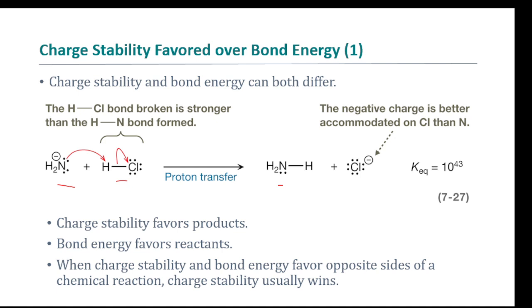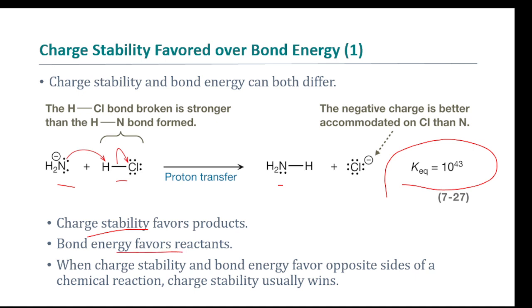This proton transfer greatly favors which side? Yeah, products, right? Way bigger than 1, right? 10 to the 43 very much favors products. So your charge stability favors your products here. In this case, we have a negative nitrogen, less stable than a negative chloride, right? And that's due to the electronegativity and the diffusion of that charge, okay? The other thing we then have is the bond energy actually favors reactants in this case.